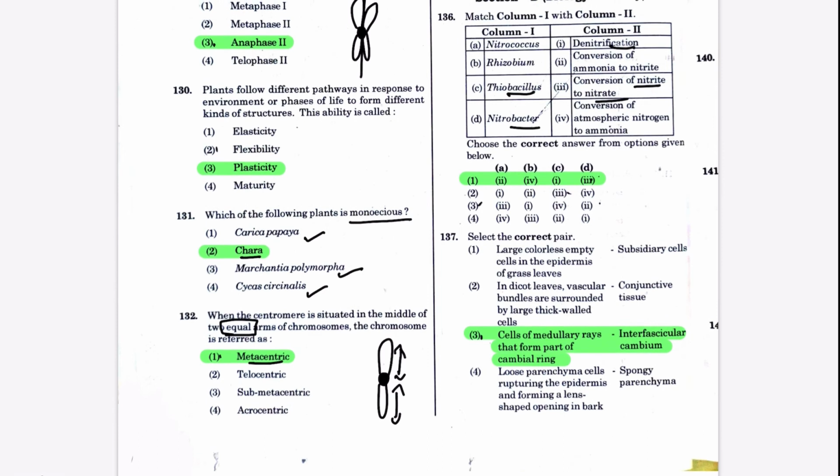So 137, they have asked us to select the correct pair, right? So large colorless empty cells in the epidermis of the grass leaf are not subsidiary cells, they are called bulliform cells. Okay, so this is not the correct answer. In dicot leaves, the vascular bundles are surrounded by large thick walled cells called bundle sheath cells, okay, and not conjunctive tissue. The cells of medullary rays that form a part of the cambial ring are called interfascicular cambium. This is right. Okay, so the fourth option, the loose parenchyma cells rupturing the epidermis forming a lens shaped opening in the bark are not spongy parenchyma, they are called lenticels. Okay, so the answer is option 3.